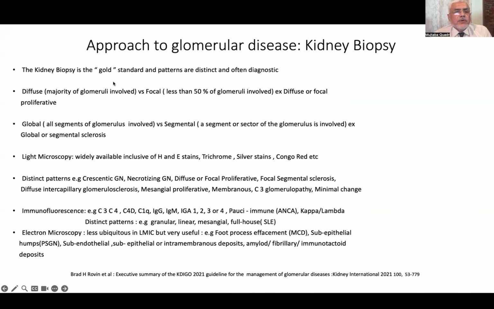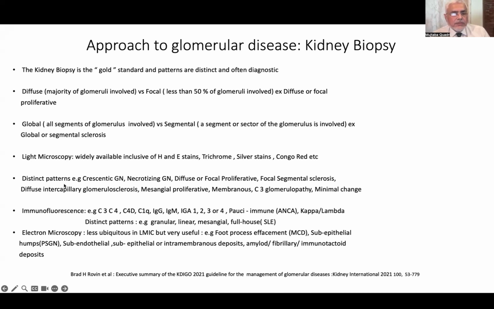So the kidney biopsy, of course, is the gold standard, and it has distinct patterns. If it's described as diffuse, the majority of the glomeruli, more than 50%, are involved. If it is focal, less than 50% of the glomeruli are involved. We could have diffuse or focal proliferative patterns, or a segmental pattern where a sector of the glomerulus is involved. And light microscopy needs to have all the stains: H&E, trichrome, silver stains, Congo red, etc.